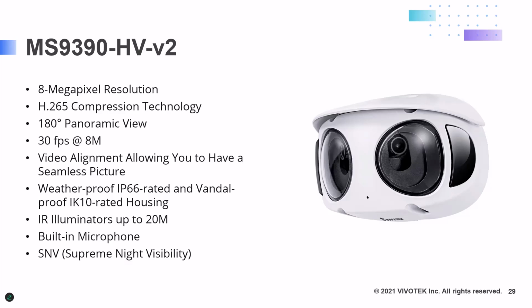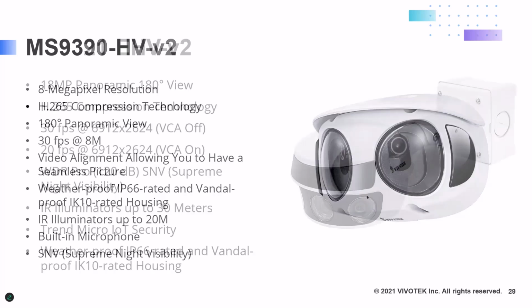It captures smooth footage at 30 frames per second in full resolution, while the IR illuminators ensure clear visibility up to 20 meters. Easy installation and sensor alignment provide a hassle-free setup, and the smart motion detection accurately identifies objects, humans, and vehicles. Plus, the built-in Trend Micro IoT security is going to enhance protection against cyber threats.